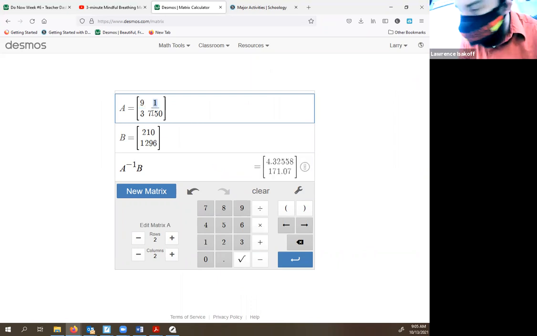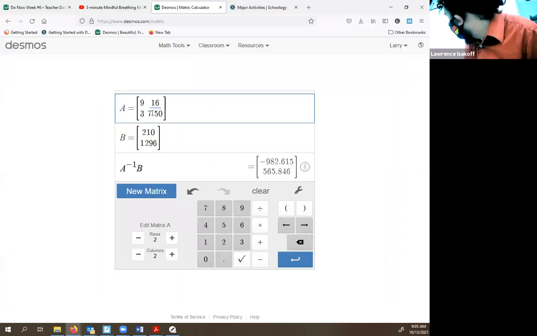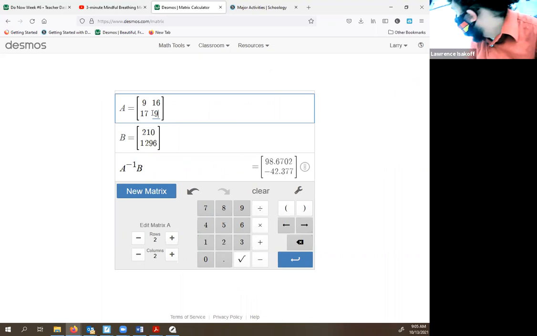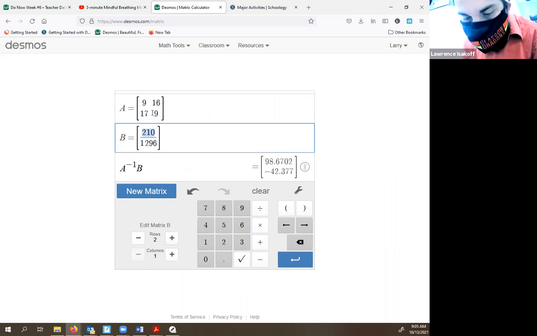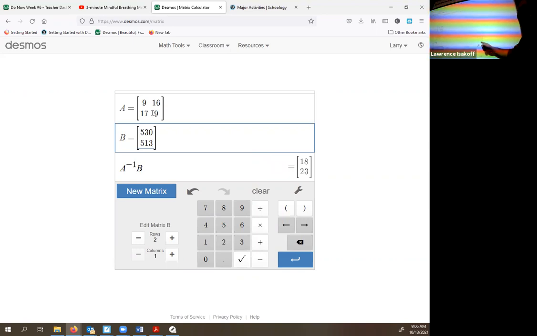So that was 9 and 16, 17 and 9 on the bottom. And it was 530 students for the first school versus 513 for the second. There we go. And I get 18 and 23.